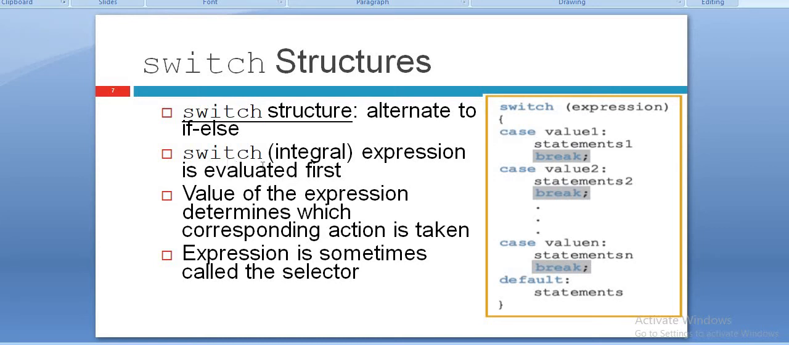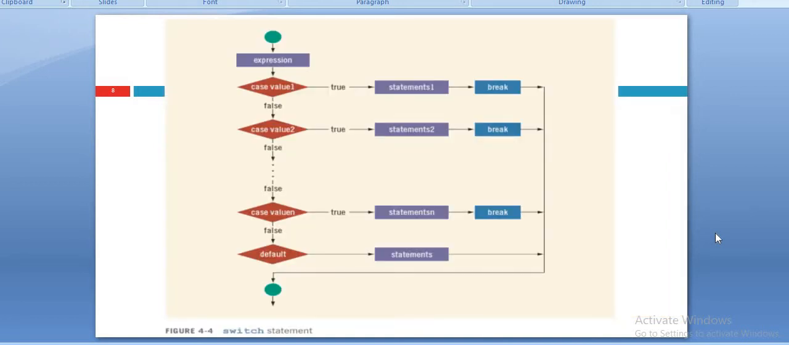Switch may have some character values or constant values or expressions, integral values. Expression is evaluated first. Value of the expression determines which corresponding action is taken. Expression is sometimes called the selector. Before discussing this, we should understand the flow diagram of this switch statement.